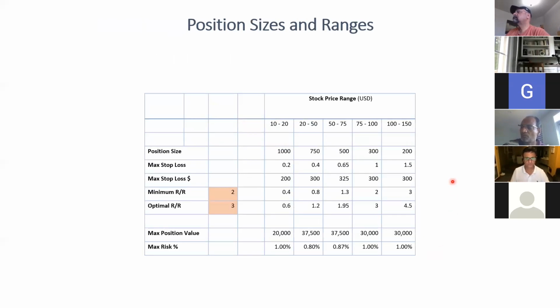Okay, position size and ranges, very important. Depending upon your account size, we set some rule that we're going to trade between $10 and $150. So what is going to be our position size? What is going to be our maximum stop loss?